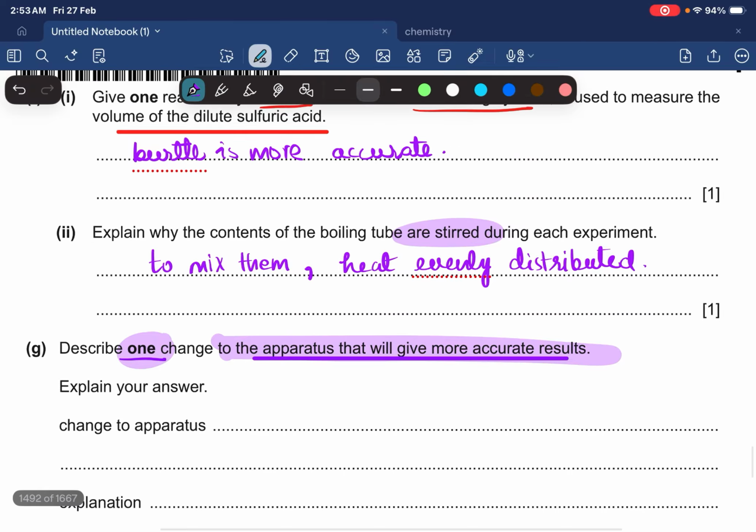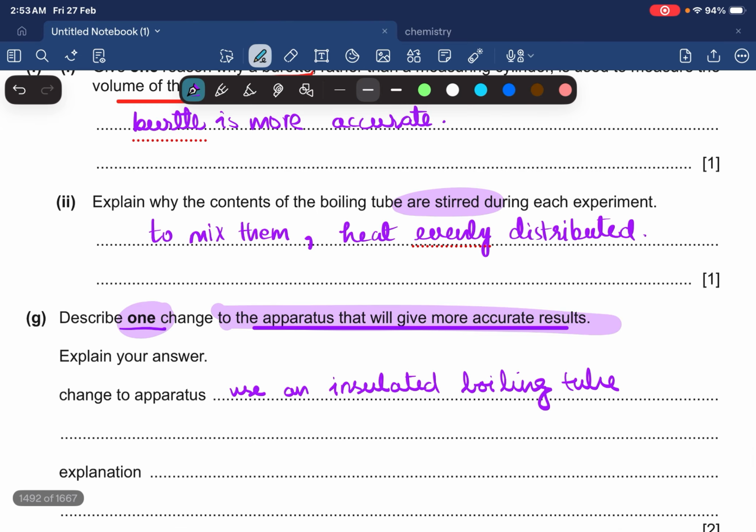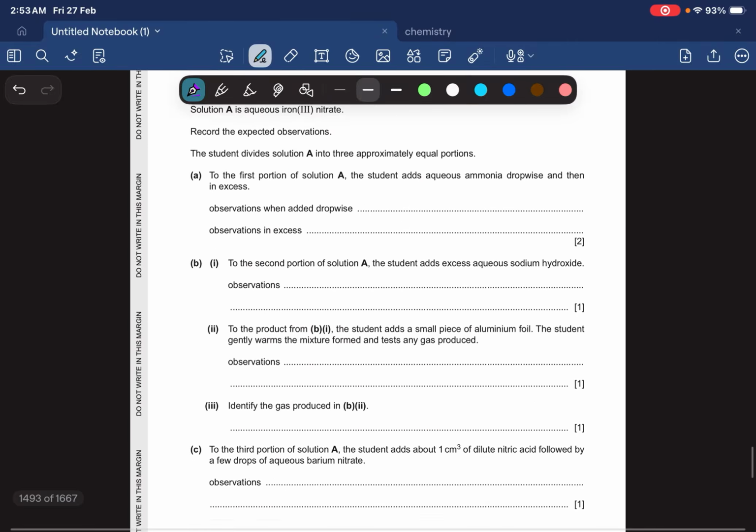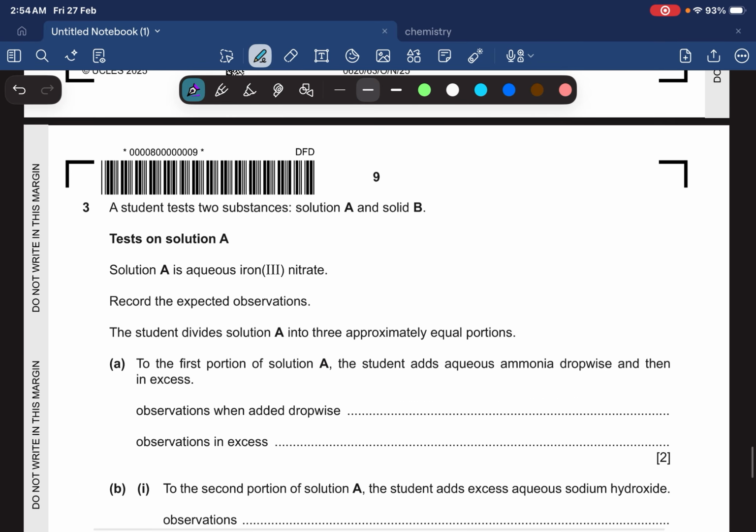So we're going to say use an insulated boiling tube. And the second thing we're going to tell them, why is that? To minimize loss of heat. We don't want the heat to be lost. We need to calculate the heat energy, right, from the thermometer.